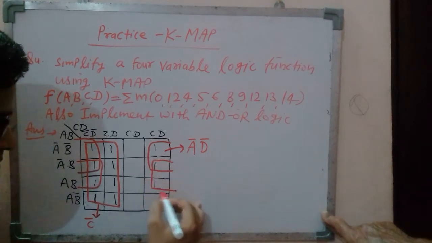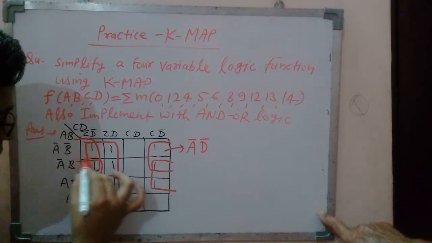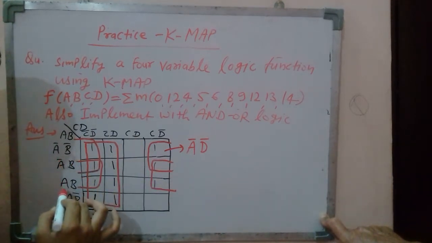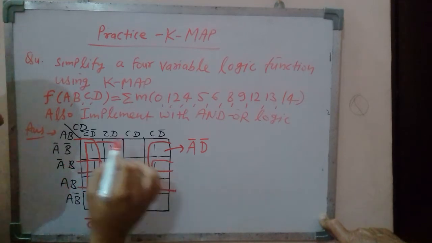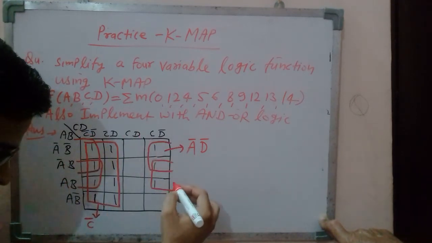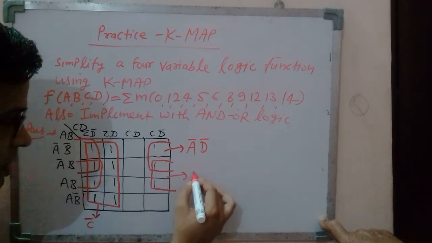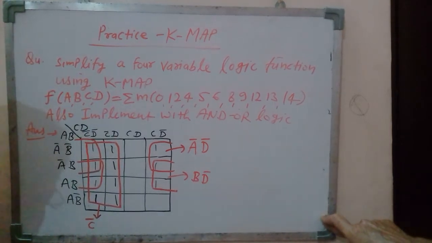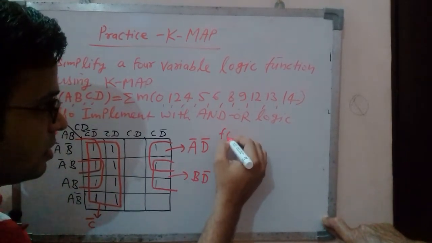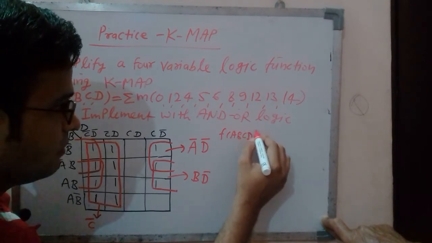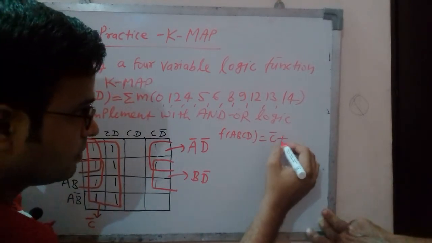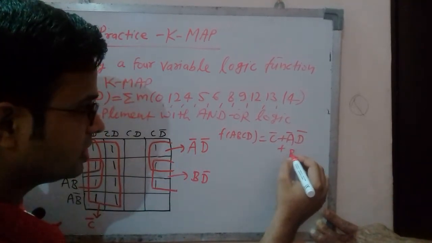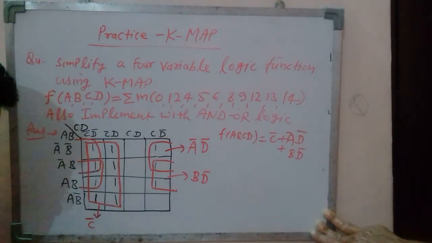Now tell me, what is the minimized expression for this lower quad? See here, A bar B and A B, the A variable is changing. What is remaining? B is remaining. So B from here and D bar from here, right? So the expression for this lower quad is B D bar. So the total minimized expression, F(A, B, C, D), will be equal to C bar plus A bar D bar plus B D bar. That is the answer, right? Now how to implement this?